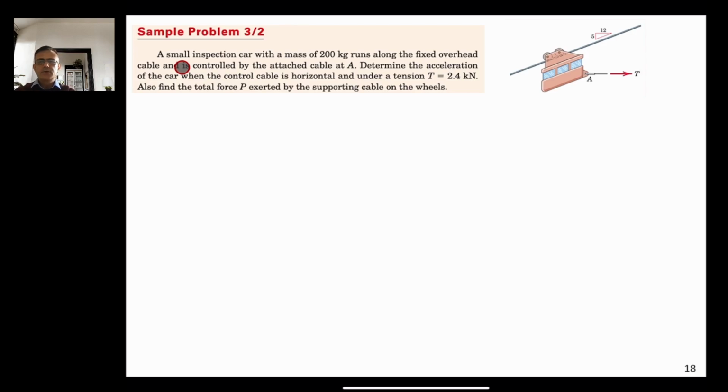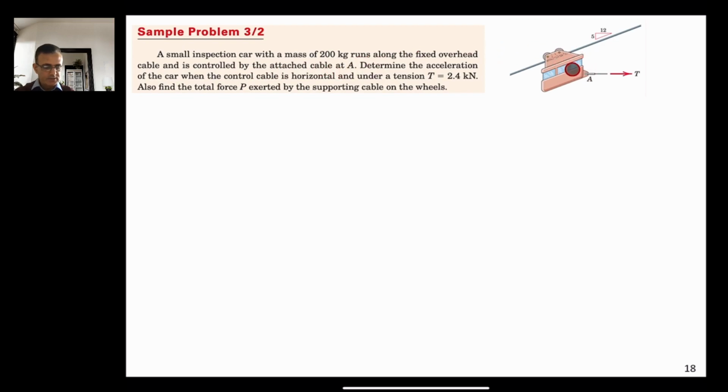So in this example, which is sample problem 3 by 2, taken from the GL Merriam book and one of the questions in your tutorial sheet. A small inspection car with a mass of 200 kilogram runs along a fixed overhead cable and is controlled by the attached cable at A.